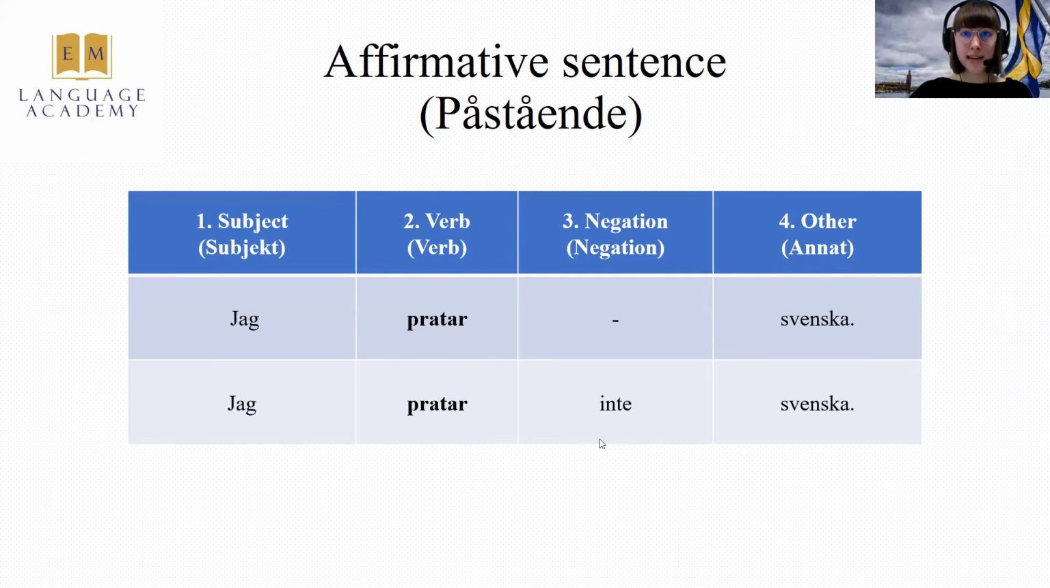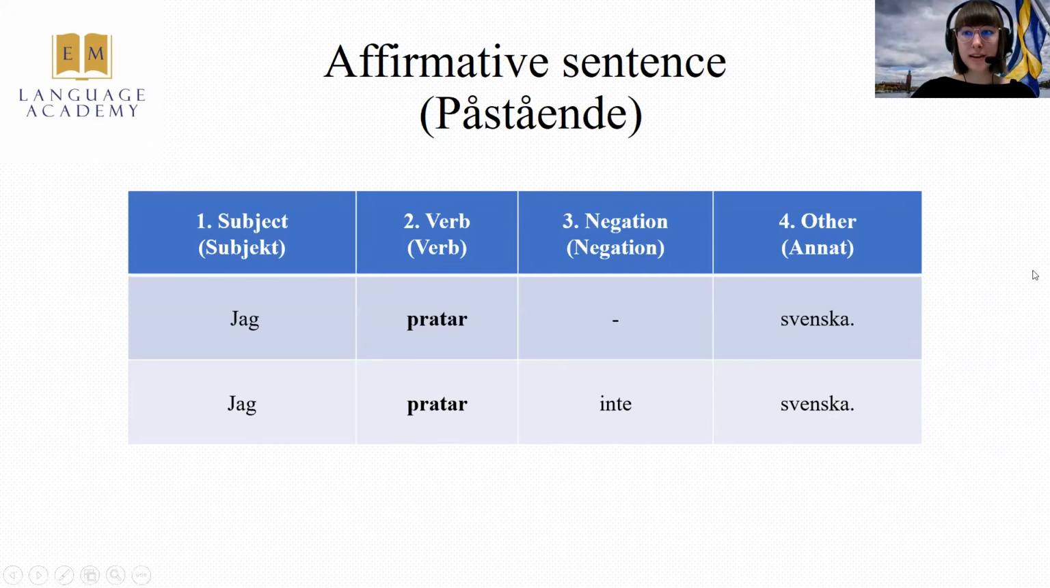What is special about negation is that it always comes after the verb, and this is one more reason why we should remember that the verb always takes the second position, because then the negation comes after the verb. If we forget this rule, then everything gets really messy, right? So, in order to say I do not speak Swedish, we say jag pratar inte svenska.